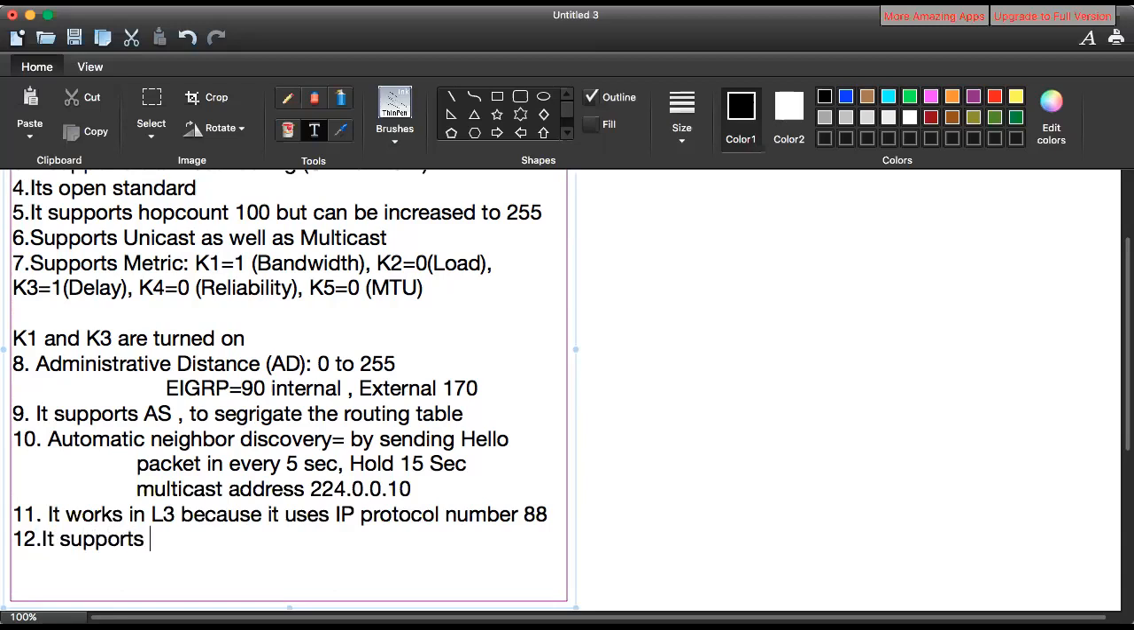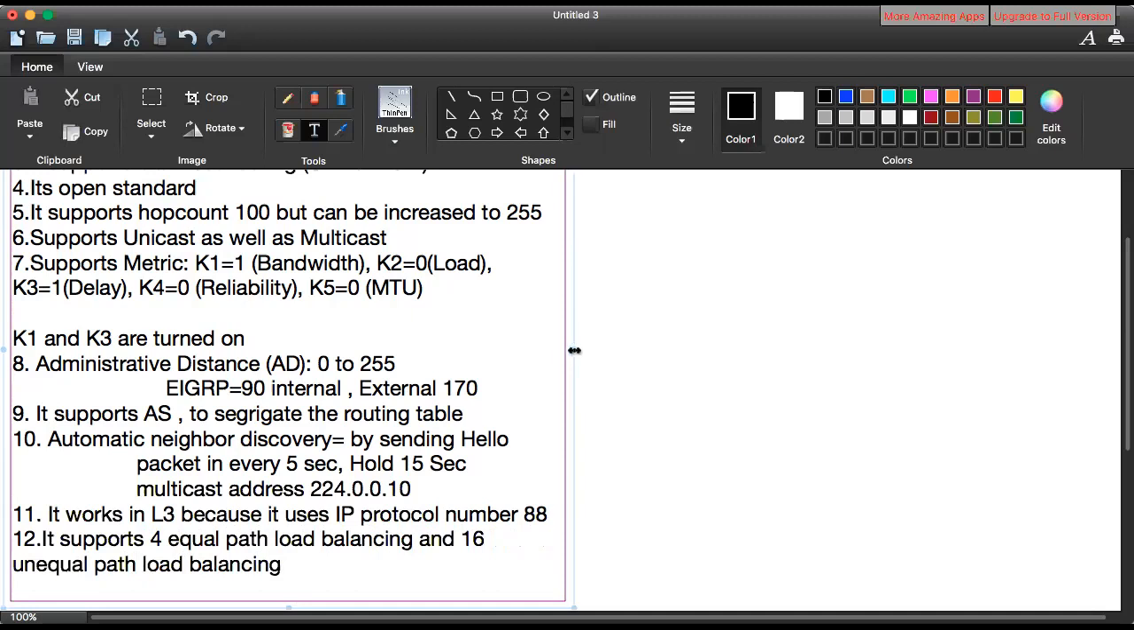It supports 4 equal path load balancing, and unequal also, 16 unequal path load balancing. That's something we would discuss. One more, the algorithm is the Diffusion Update Algorithm, right? For EIGRP. Yeah, that's correct.